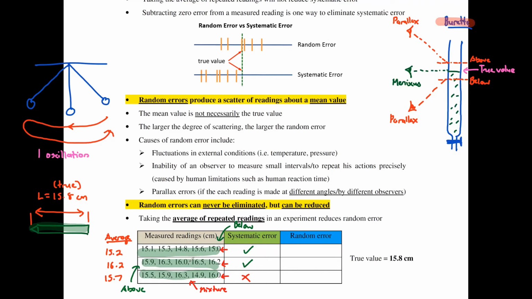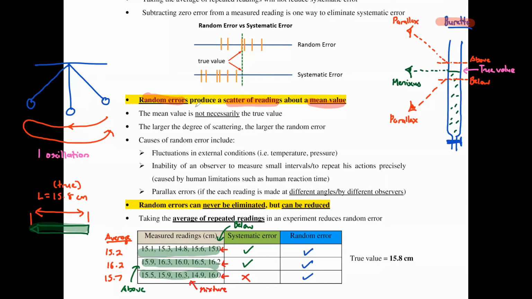Now, looking at the values for each set, notice that none of them are the same with each other. They have a degree of scattering, or there's a range to the values. This is what we mean by random errors. Random errors produce a scatter of readings about a mean value. If you see that there's a range to the readings, then it is confirmed to have random error. So these three sets of readings have random error right now.